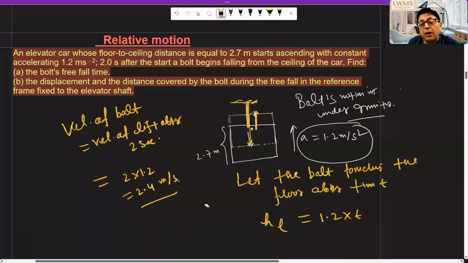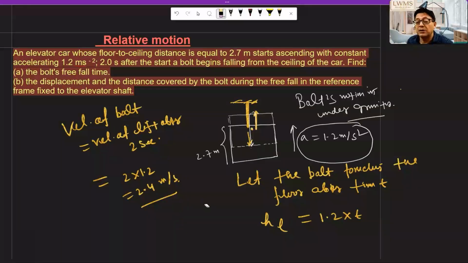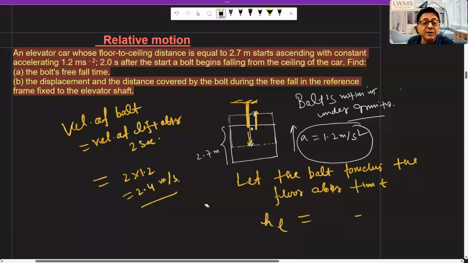Sorry, not that. It also has got some velocity, no? At that moment, what is the velocity? The velocity of the lift and the velocity of the bolt are the same, that is 2.4t, plus half into 1.2 into t squared. Its motion remains accelerated.